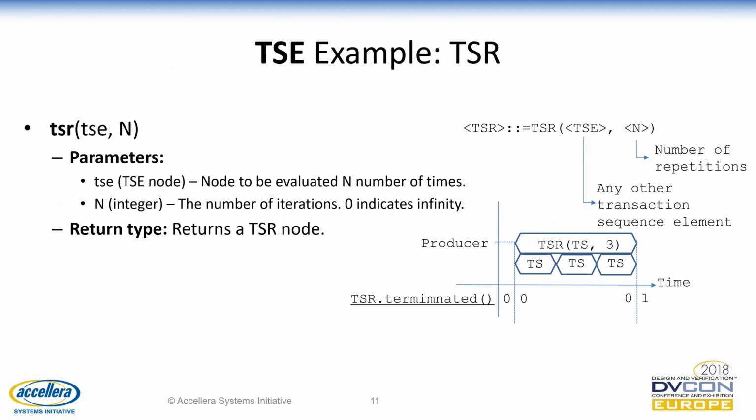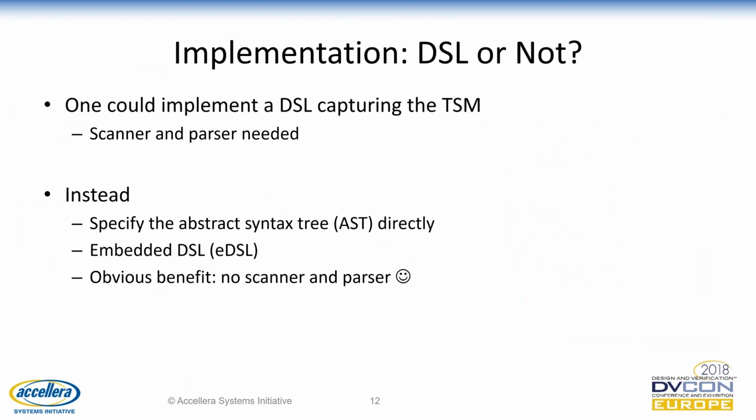Should we actually implement a DSL for this? The domain-specific language would capture this transaction sequence model. The argument for not doing so directly is, of course, that then you need a scanner and parser, which you need to maintain and so forth. What we did was that we specified what is known as the abstract syntax tree directly, using the more functional-oriented approach, and this is also known as an EDSL, or embedded DSL.